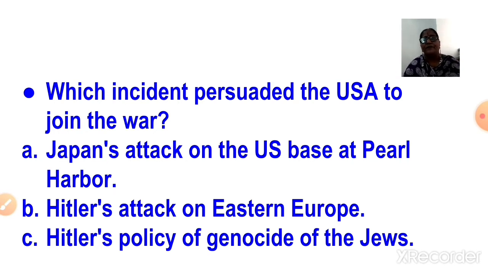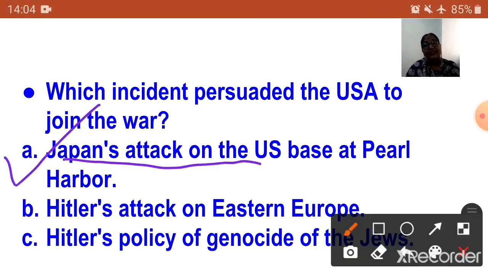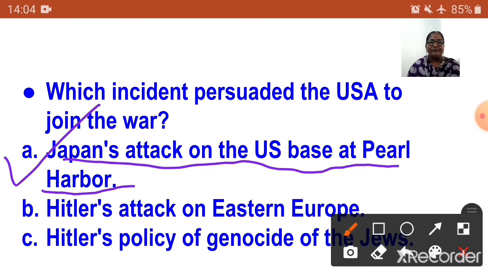Here are your options. Option A, Japan's attack on the US base at Pearl Harbor. Option B, Hitler's attack on Eastern Europe. Option C, Hitler's policy of genocide of the Jews. And the right answer is option A, Japan's attack on the US base at Pearl Harbor. Next question.